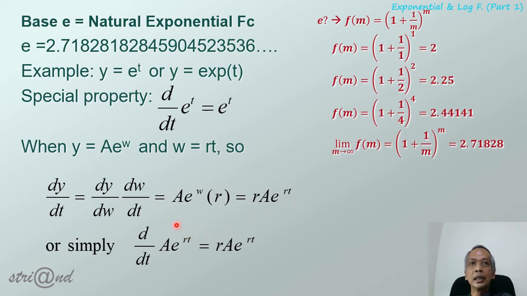In a shortcut, we can also find the result just by moving or copying the r to the front. So when the original function is a e to the power of r t, the derivative with respect to t is r a e to the power of r t, where r is copied from the exponent. That's the special property of a natural exponential function. So the derivative is the function itself.